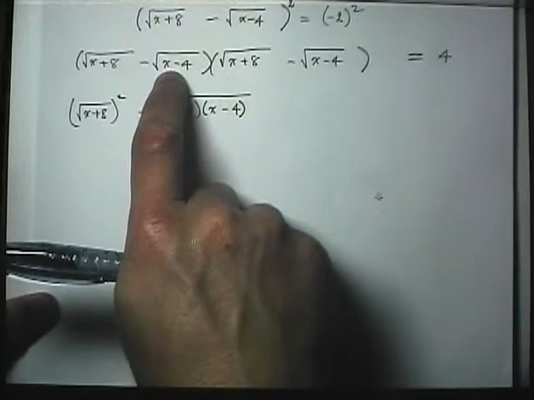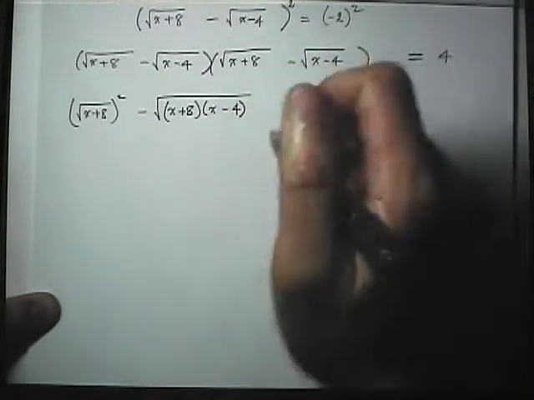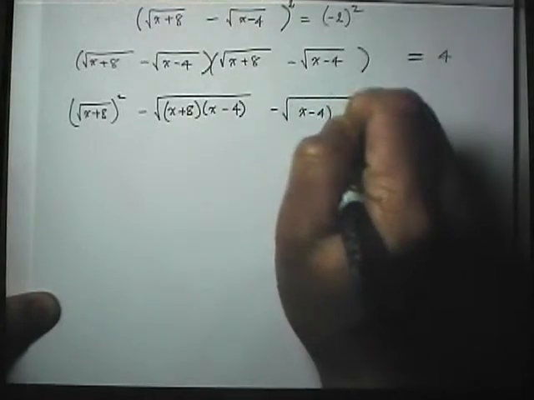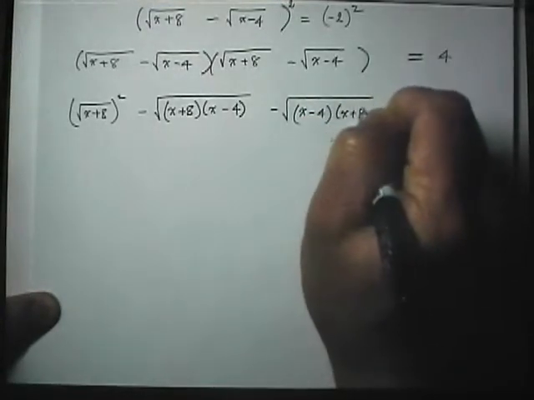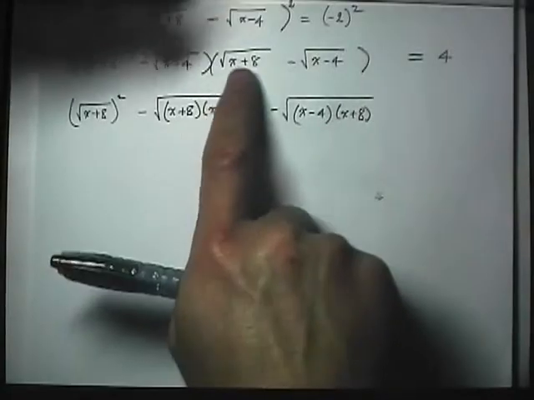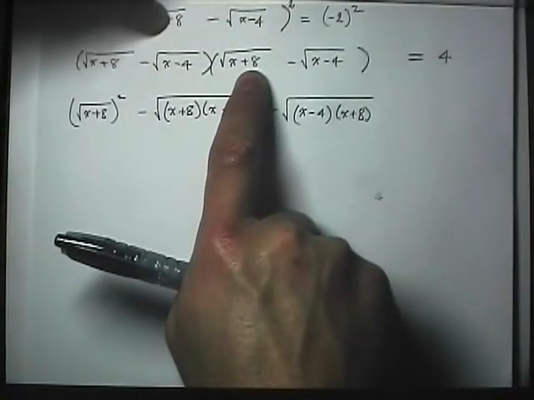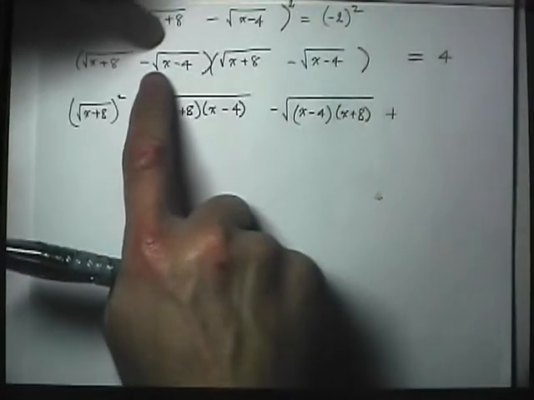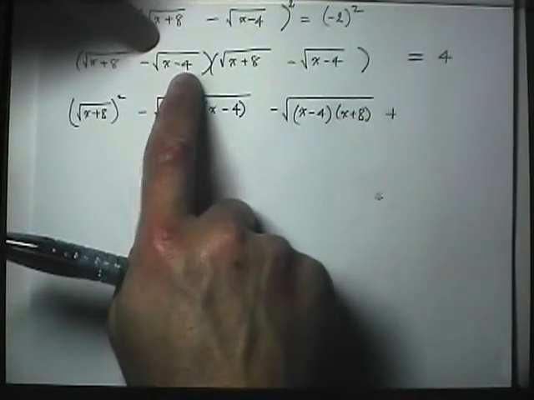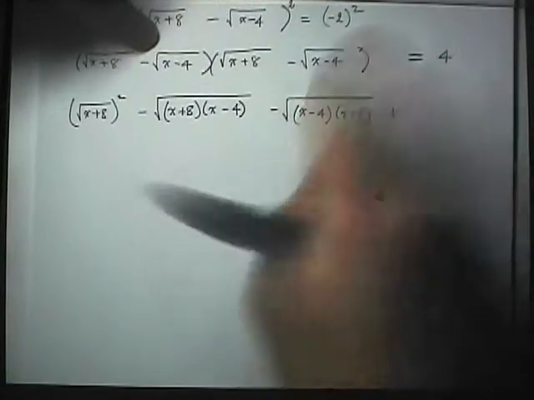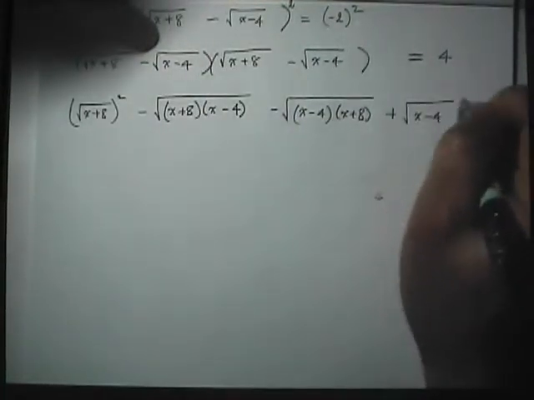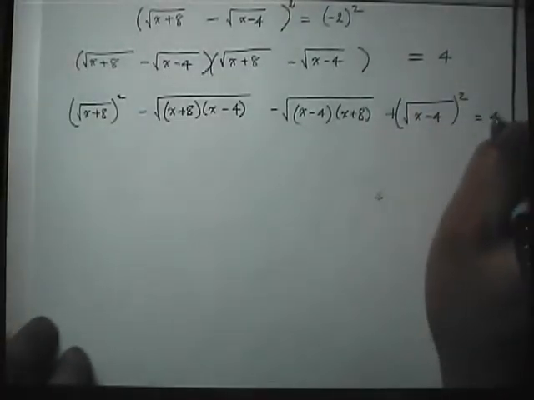Square root of x minus 4 times square root of x plus 8. You have another minus, and square root of x minus 4 times x plus 8. That is the result coming from these two factors. The last one is going to be a plus. Minus square root of x minus 4 times minus square root of x minus 4 is going to be a plus, and then you have square root of x minus 4 all squared. And all that here equals 4.